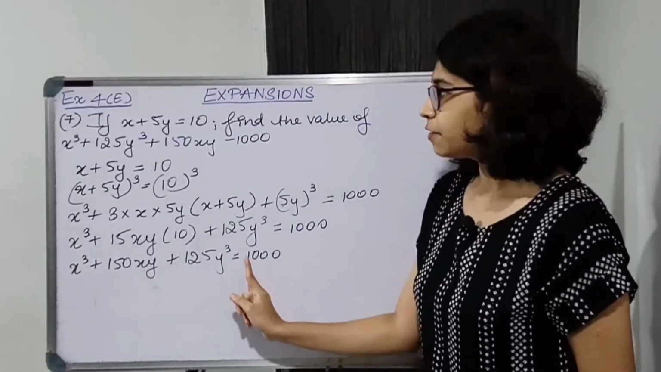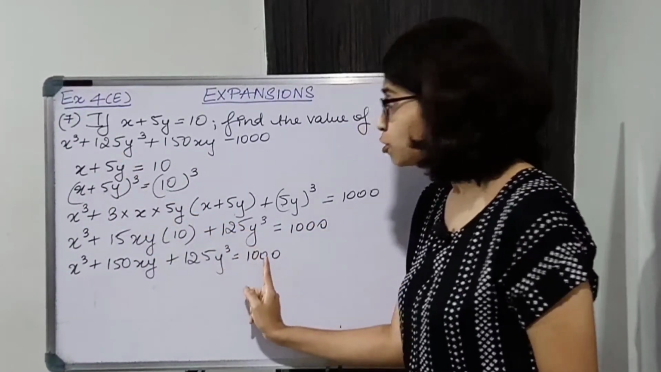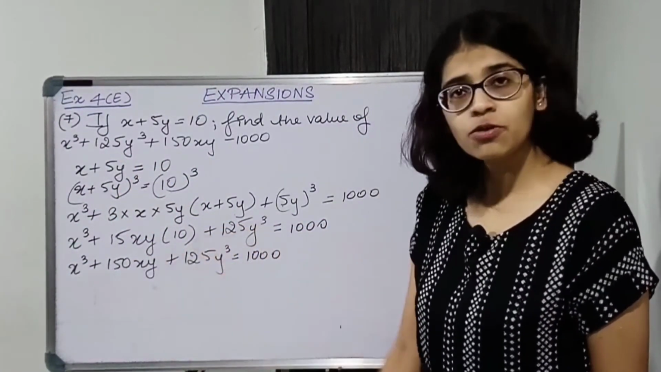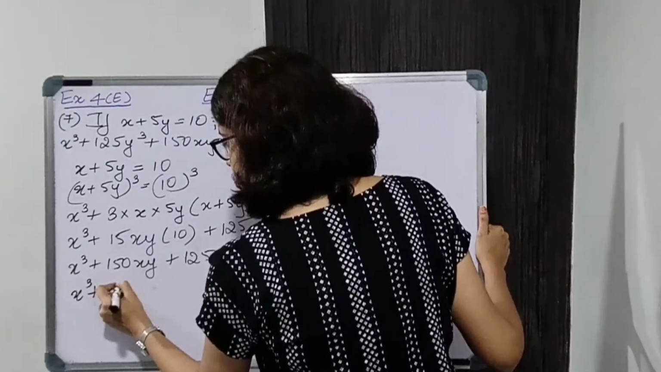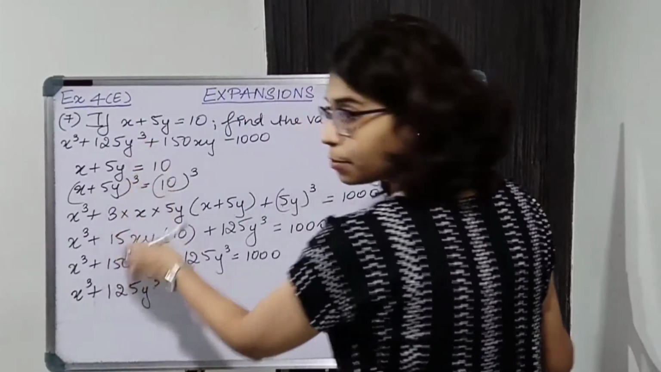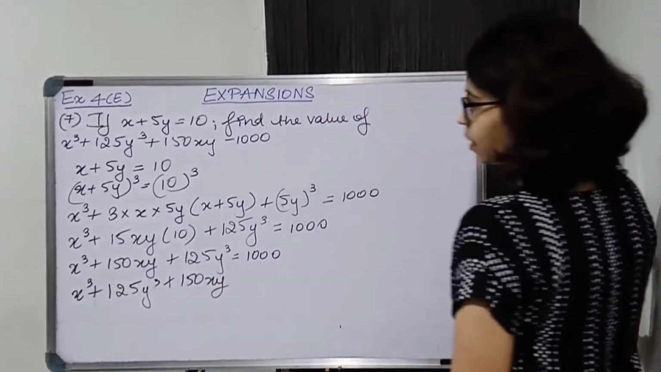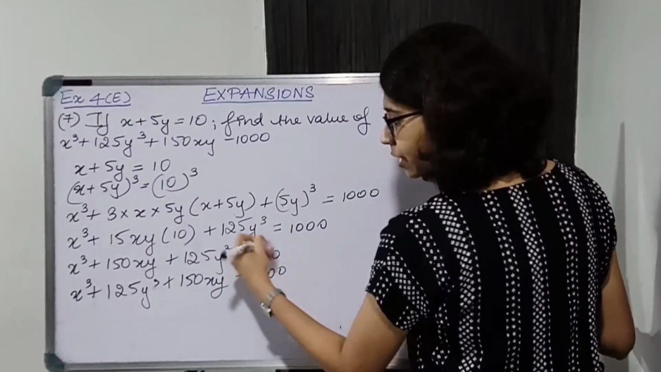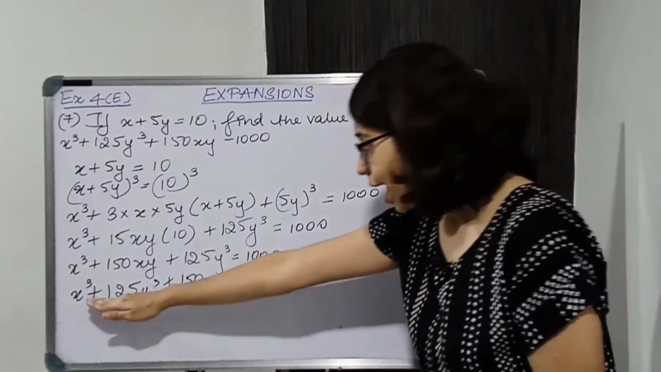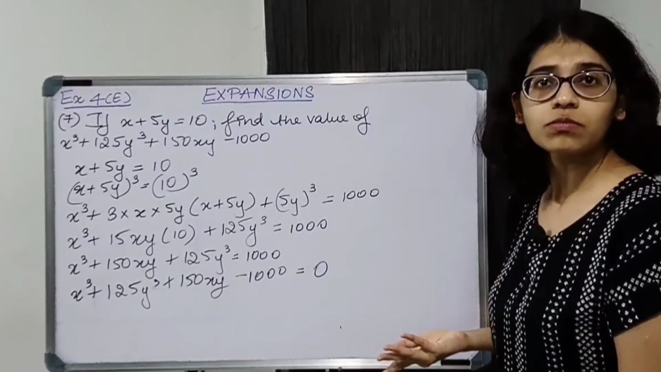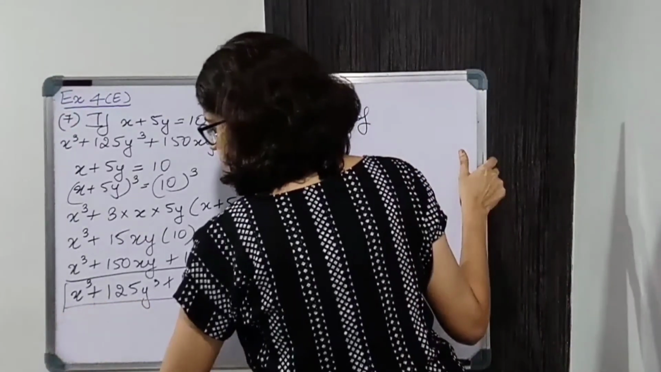Now in the to-find part we have x cube, 150 xy, 125 y cube, also we have 1000, so we'll shift 1000. x cube plus, I'm just rearranging the terms according to the question, I'm just writing this down. Okay, plus 150 xy minus 1000. 1000 will become negative when you shift it to the other side. On the RHS we are left with 0, so the value of this entire thing is 0. Okay, so box this.